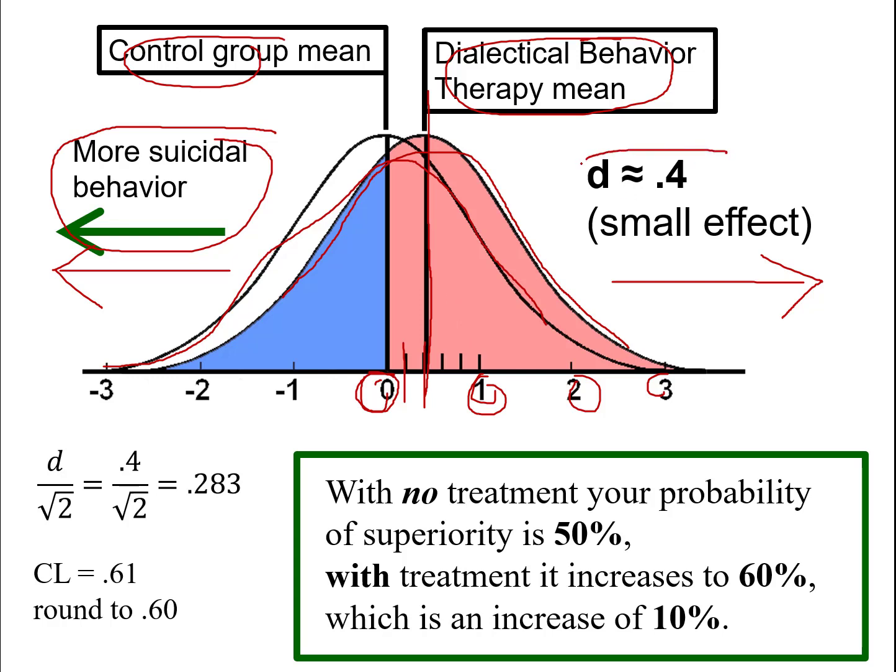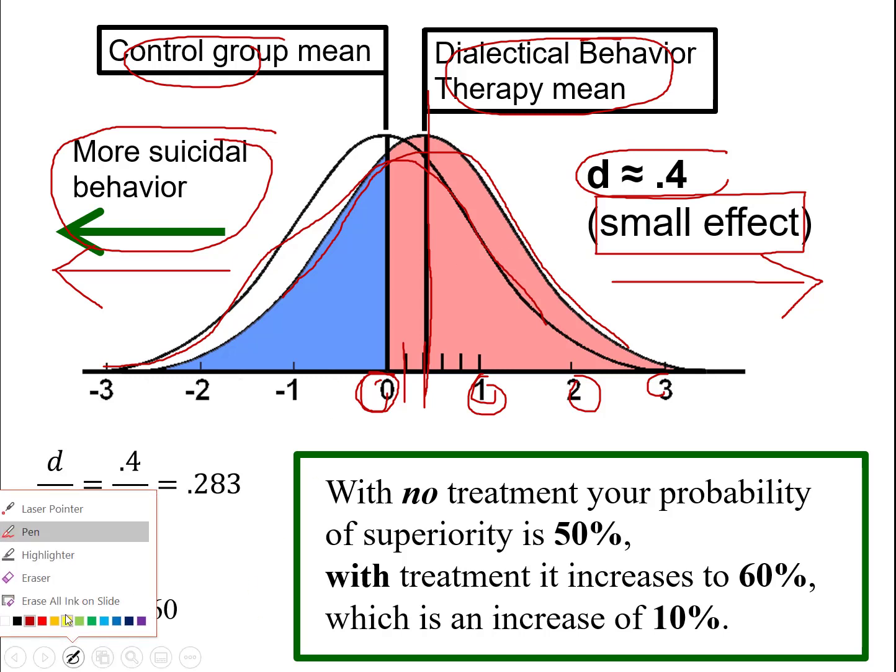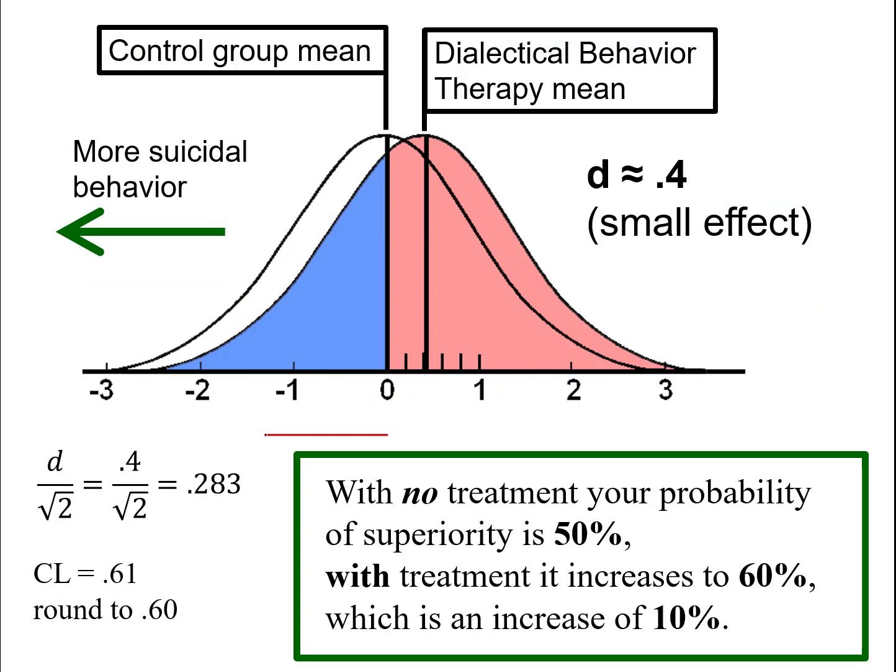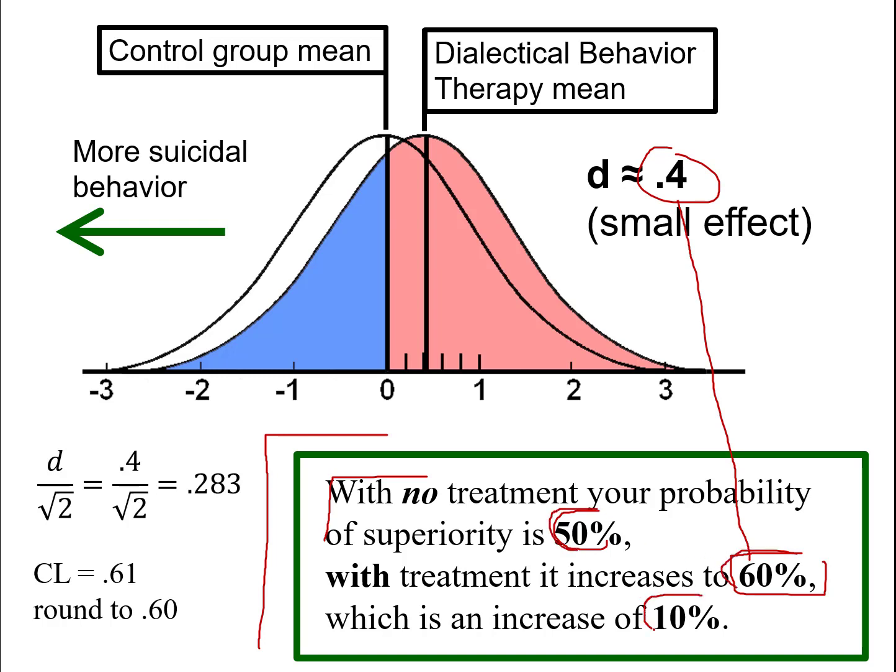And so this is a d-statistic of 0.4, and I've written the label here, this is a small effect size, because anything between 0.2 and 0.5 is what we would label a small effect. And then down at the bottom, I have my blurb that we could give to someone to give the common language effect size information. So as always, with no treatment, your probability of superiority is 50%. And with treatment, it increases to 60% now. So for a d-statistic of 0.4, the probability of superiority is 60%. And so going from 50% to 60% is an increase of 10%.